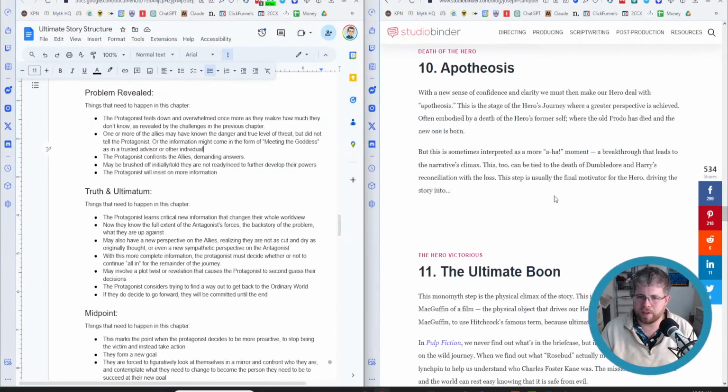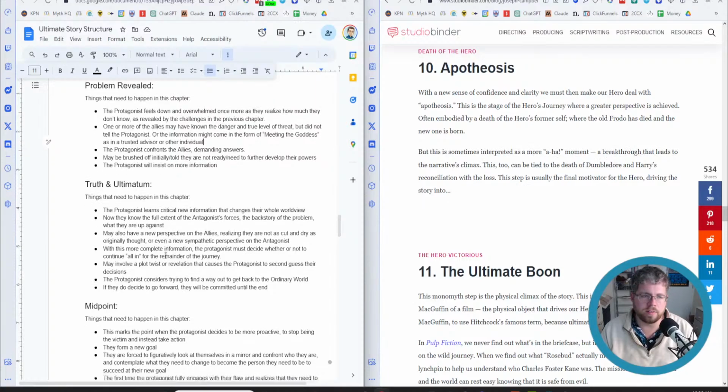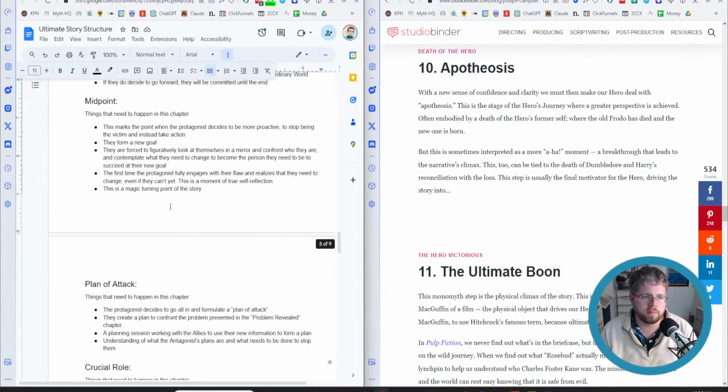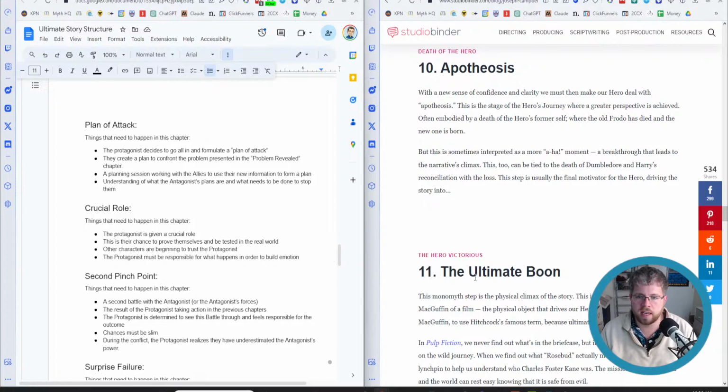So, atonement with the father, we kind of got apotheosis. With a new sense of confidence and clarity, we must then make our hero deal with apotheosis. This is a stage of the hero's journey where a greater perspective is achieved, often embodied by a death of the hero's former self, where the old Frodo has died and the new one is born. This is sometimes interpreted as a more aha moment, a breakthrough that leads to the narrative climax. We definitely have that here around the midpoint in the plan of attack.